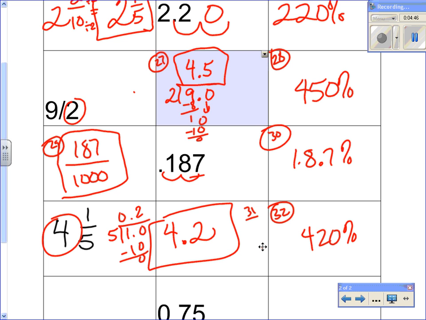Okay, I'm going to go ahead and stop there. That should have gotten you through the end of the front. Remember, you have to do all the odds on the back as well.